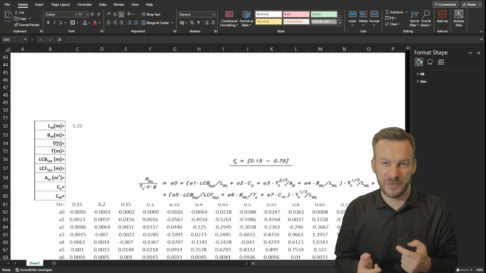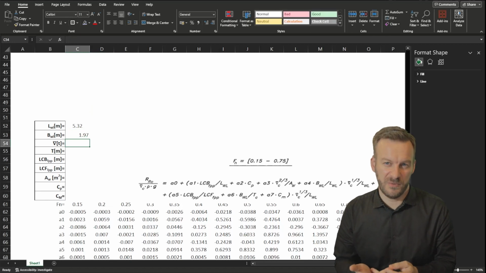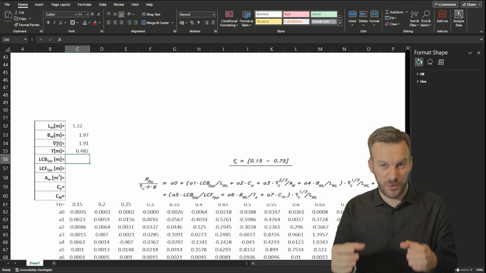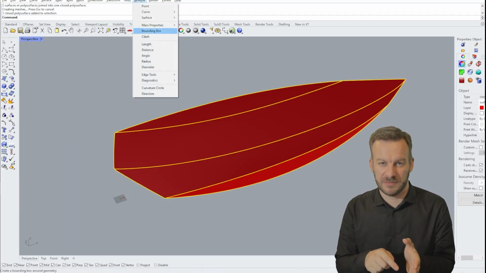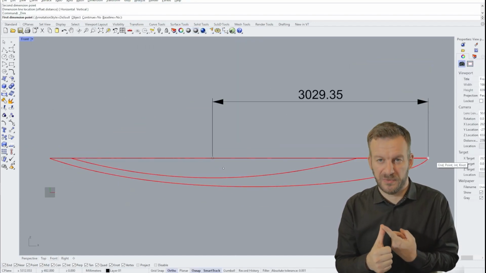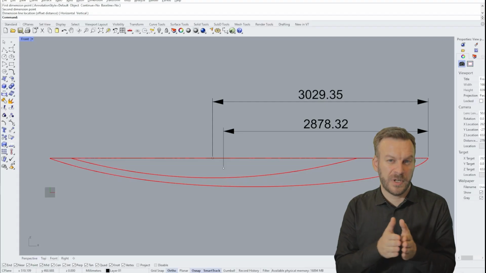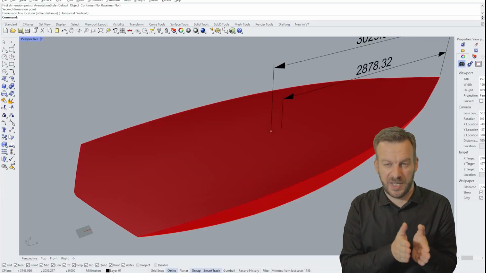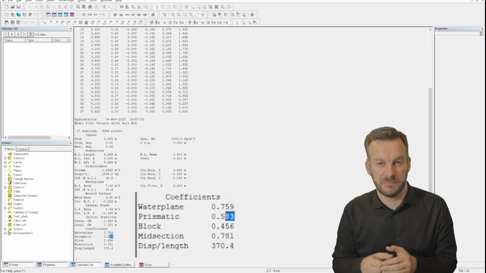So length of waterline we already know, breadth of waterline we already know. We can always measure it from Rhino. LCB we know. Longitudinal center of flotation is actually the geometrical center of the water plane area. So if we just create the water plane in Rhino and type area centroid, we will get it. Then CP is the prismatic coefficient, CM is the midship sectional area coefficient. And then we are going to do the same as we did for frictional resistance. We're just going to type in the formula for calculating resistance and duplicate it over the range of speeds.